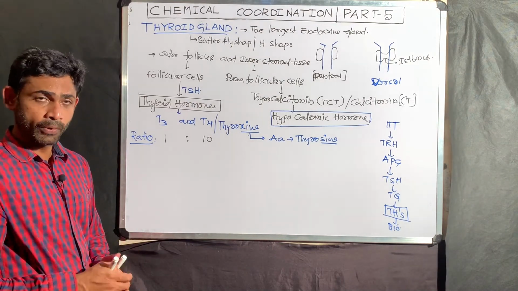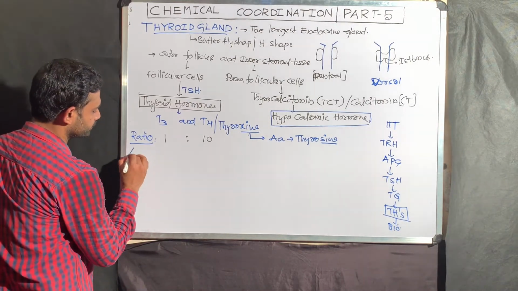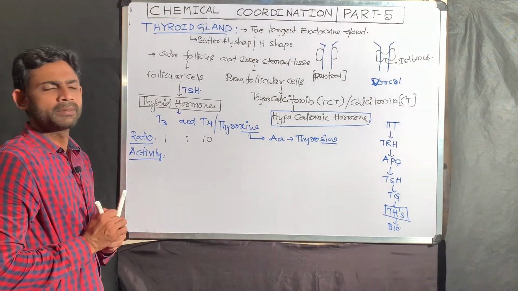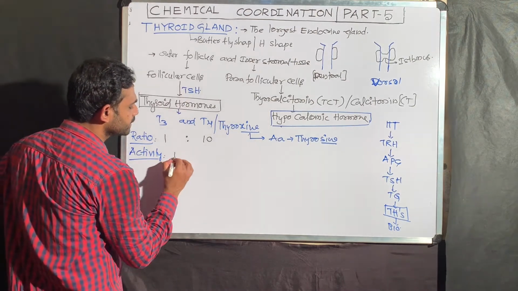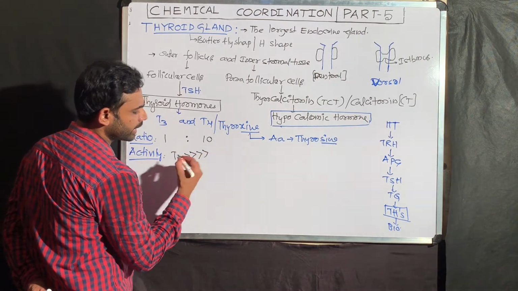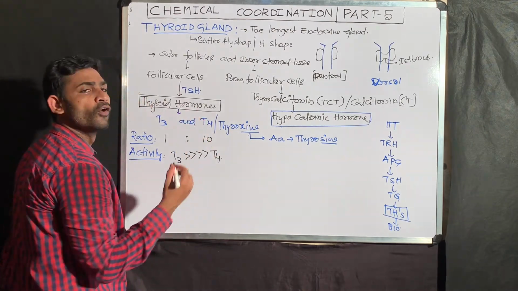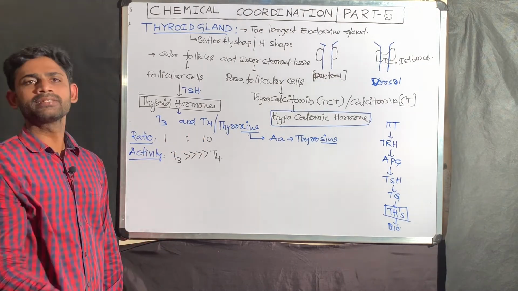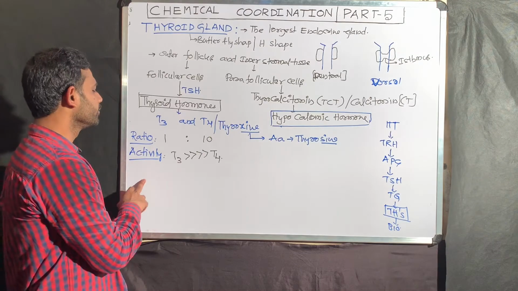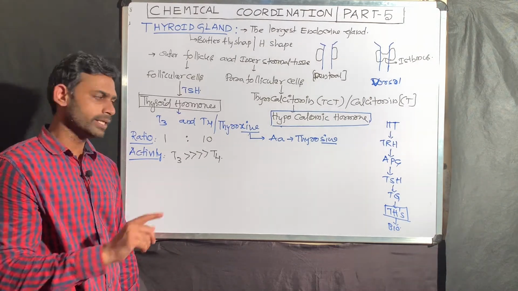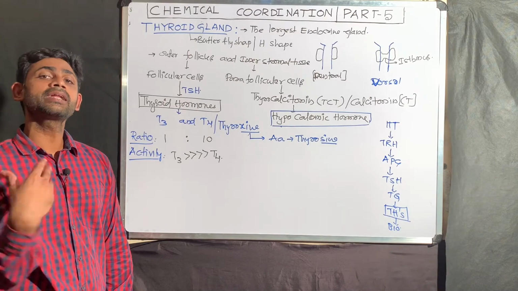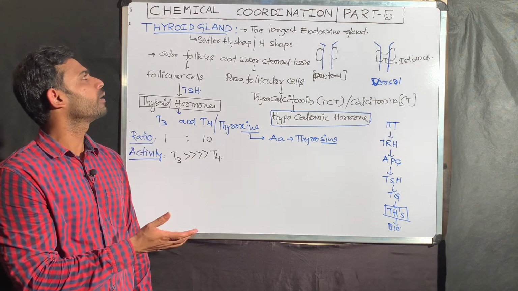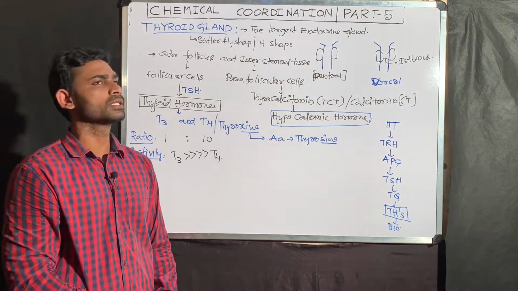The next important point is the biological activity. With reference to biological activity, T3 has 4 times greater activity than T4. That means in terms of concentration, T4 is higher than T3, but with respect to biological activity, T3 has 4 times greater activity than T4. These are some important points you need to remember about the thyroid gland.